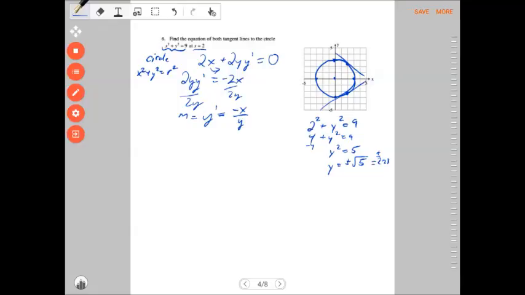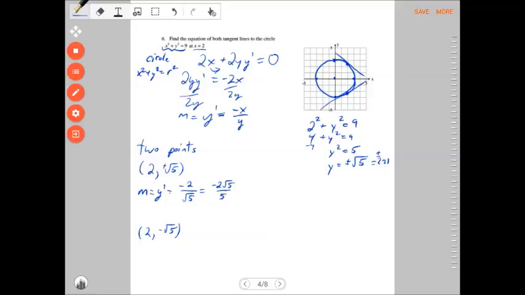Here's the thing. We've got 2 points on this circle when x is 2. We've got the point 2 and positive root 5, and we've got the point 2 and negative root 5. So we're going to have separate slopes and separate equations for each of these. So let's figure out the slope for this guy. The slope, which is the y prime, which is negative x, so negative 2 over positive root 5. Remember, we can't leave it like that. We have to rationalize. So negative 2 root 5 over 5.